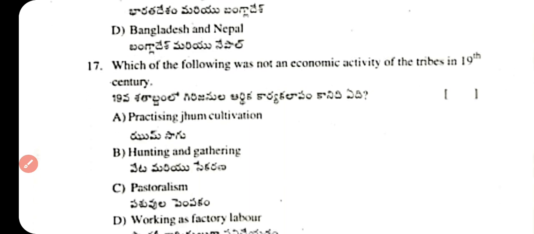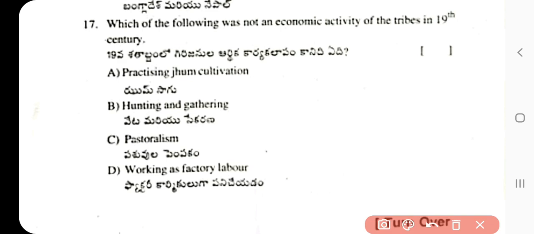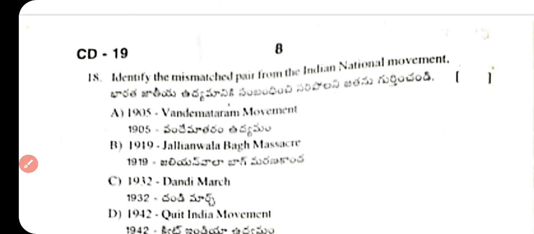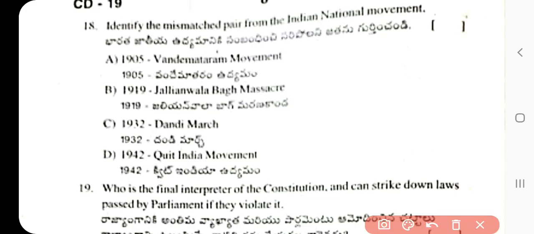Question number 17. Which of the following was not an economic activity of the tribes in the 19th century? What is the answer? Working as factory laborers is the correct answer to the 17th question. Question number 18. National Movement, India National Movement 1932, Dandi March is the correct answer to this question.